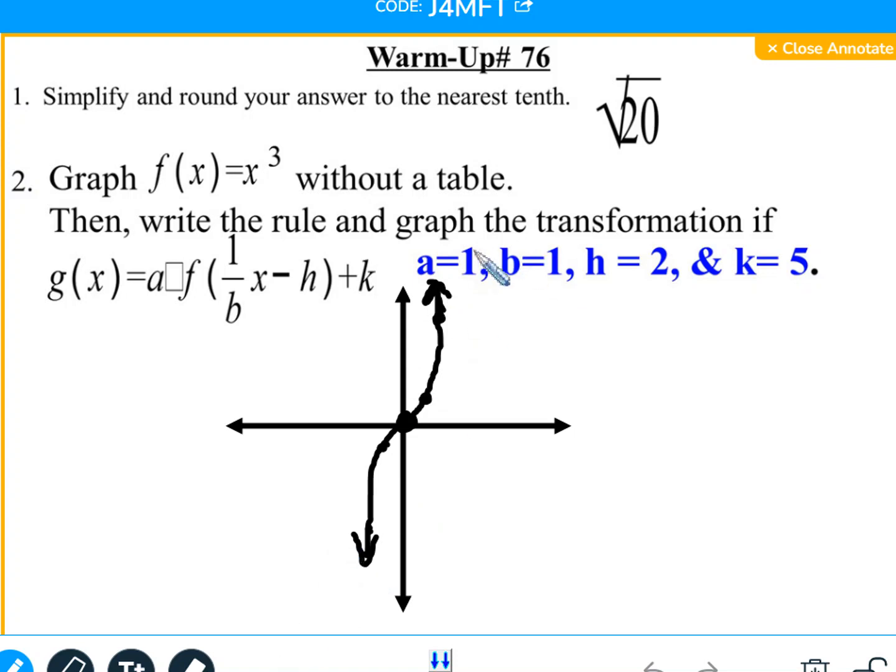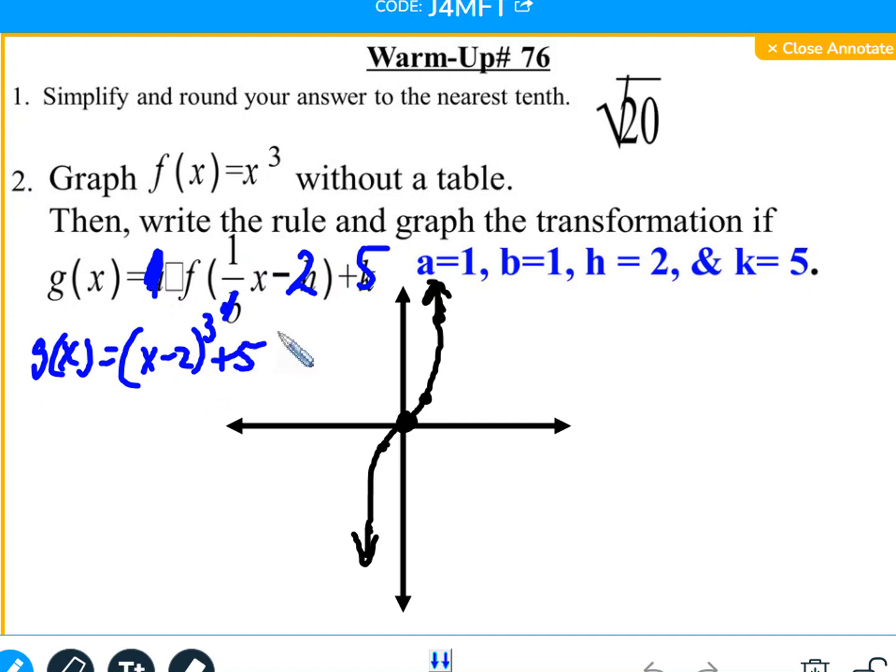And then we substitute values into here. So we substitute 1 there, 2 here, and 5 there. So the ones basically are not used. So I'm just going to rewrite this as g of x equals parentheses x minus 2 cubed plus 5. So that's going to take this whole function to a new vertex. Before it was at 0, 0. Where's it going to be at now?